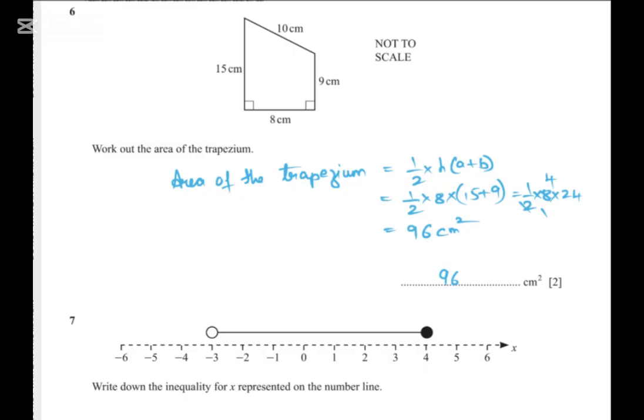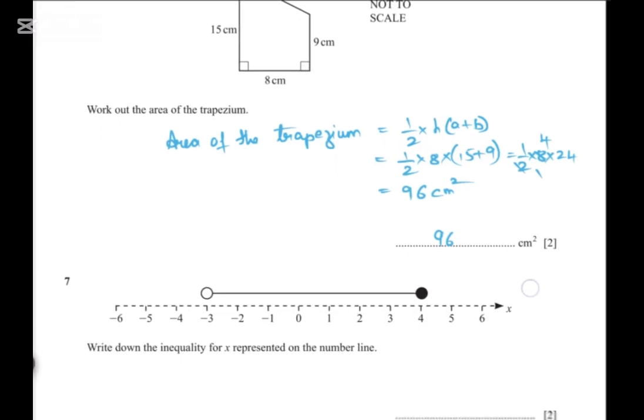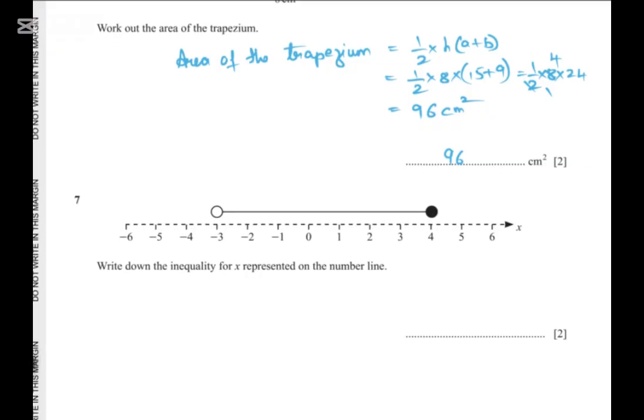Question number 7. Write down the inequality for x represented on the number line. We need to write the inequality for x. This is x. So for this you have to check the numbers -3 and 4. This is not shaded and this is shaded. So you will be writing this as -3 less than x less than or equal to 4, because it is shaded. You have to use the equal to sign. This is done.